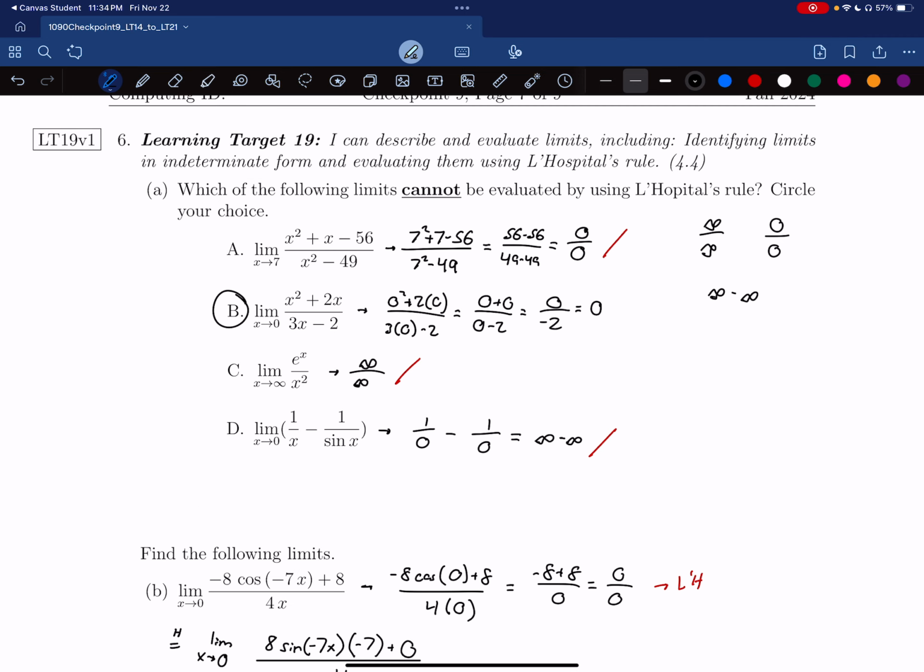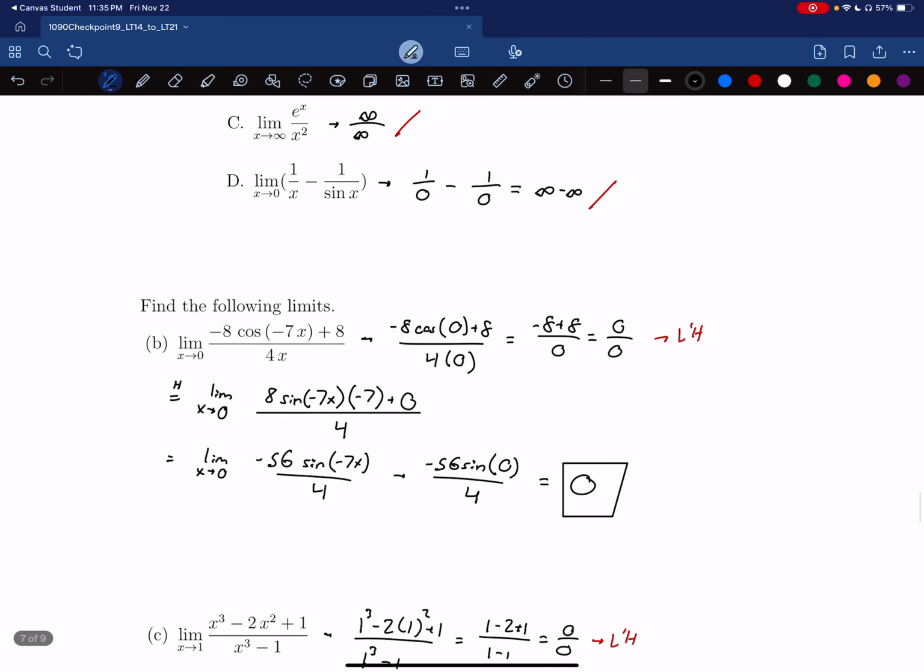We want to find the limits that cannot be evaluated by using L'Hopital. And when we use L'Hopital, we're looking for a 0 over 0, infinity over infinity, infinity minus infinity, some sort of indeterminate form. So in this case, A, C, and D, when we plug in our limit number, we get some indeterminate form. But then when we plug in 0 for x in B, we just get 0, which is fine.